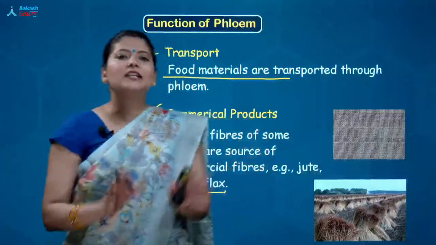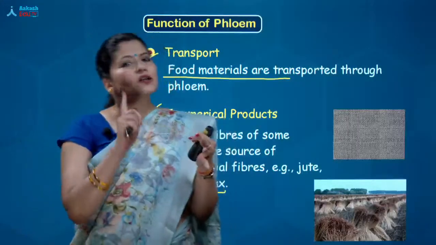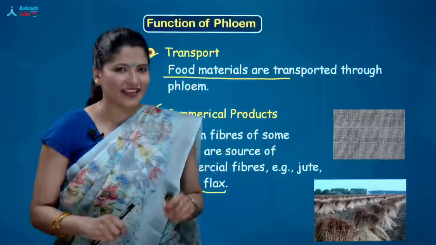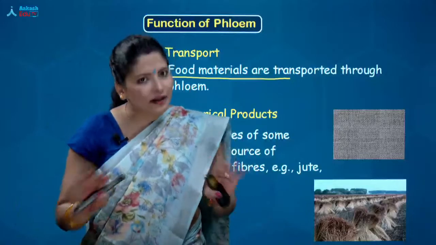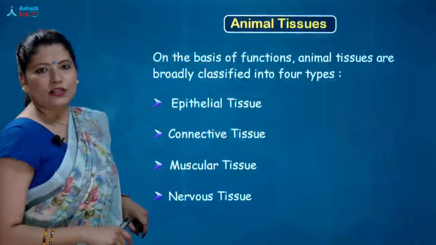So we have done, in case of plant tissue, meristematic, simple permanent and complex permanent tissues, and epidermal tissues, protective tissues as well. So हम लोगों ने plant tissue we have done, we have covered. Let's start with animal tissues, right?